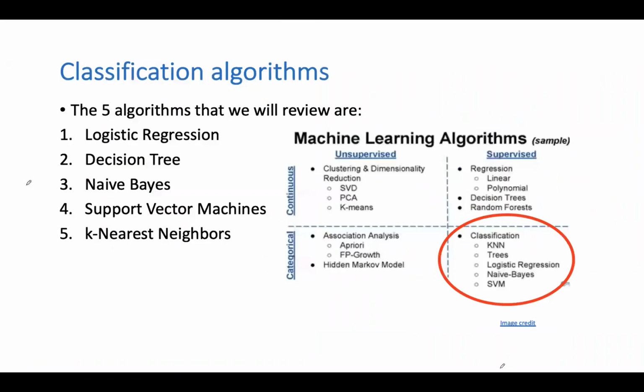Okay, so with classification, these are the 5 top algorithms that we need to know, or rather you encounter in your career. We have logistic regression, decision trees, naive Bayes, SVM, and k-nearest neighbor. Okay, so in our next video, we'll look at how we can implement this or run this in Worker.